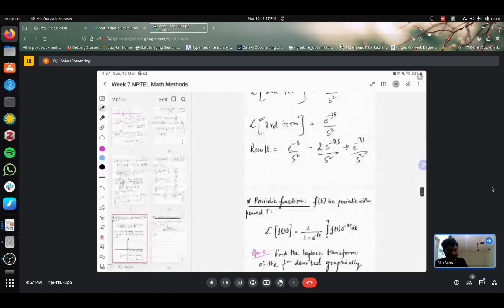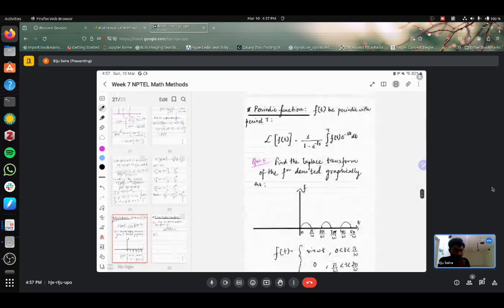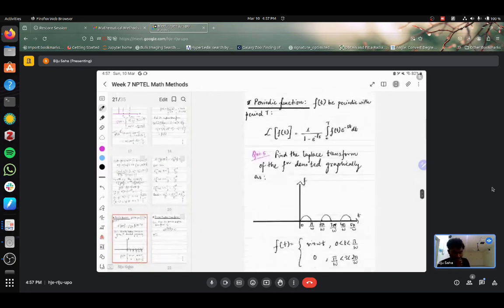So let us go to the next topic, which is the periodic function. For a periodic function, we are given a function f(t), and we are told that it has a period capital T.